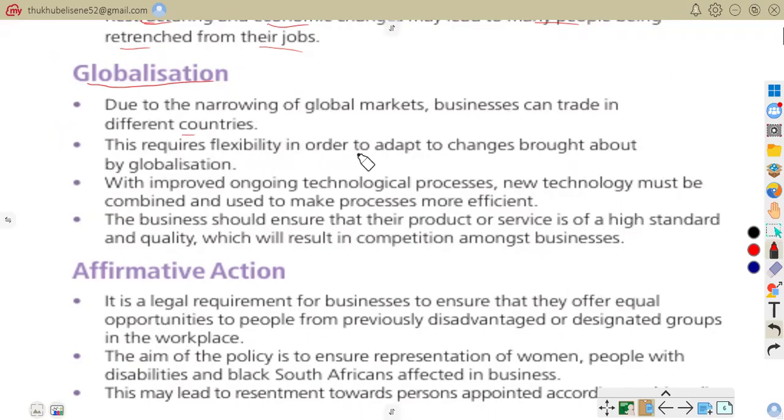This requires flexibility in order to adapt to changes brought about by globalization. So now you are to make sure that you are going to adapt as a business. With improved ongoing technology processes, new technology must be combined and used to make processes more efficient. The business should ensure that their product or service is of high standard and quality, which will result in competition amongst businesses. So that is that.